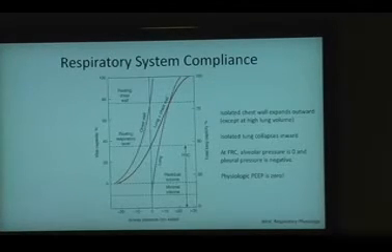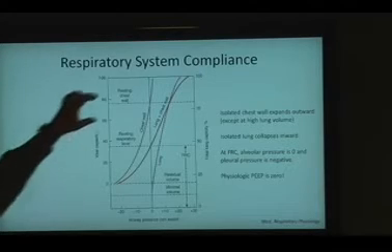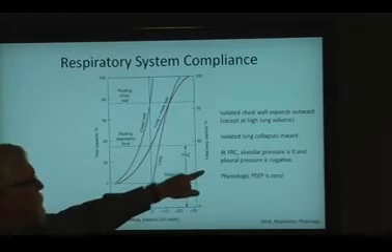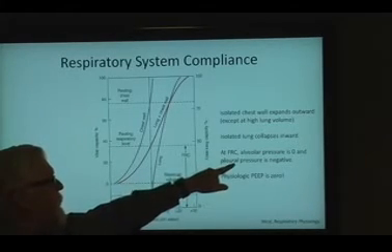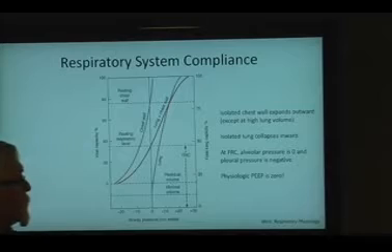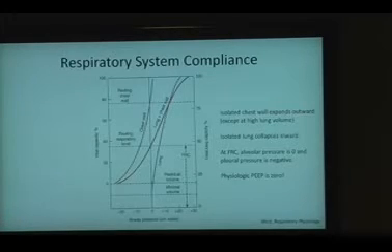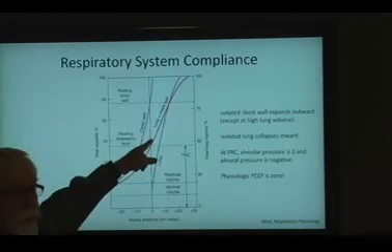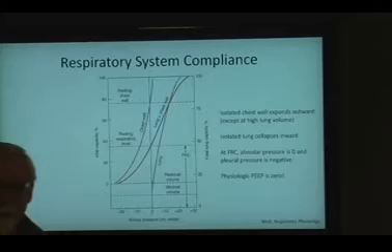So the isolated chest wall expands outward, except at very high lung volumes. The isolated lung collapses inward. At functional residual capacity, the alveolar pressure is zero. The pleural pressure is negative. And in fact, physiologic PEEP is zero. There is no such thing as physiologic PEEP. There are lots of good reasons to put patients on PEEP, but not because it's physiologic, because the physiology says that normally at end exhalation, the alveolar pressure is zero.